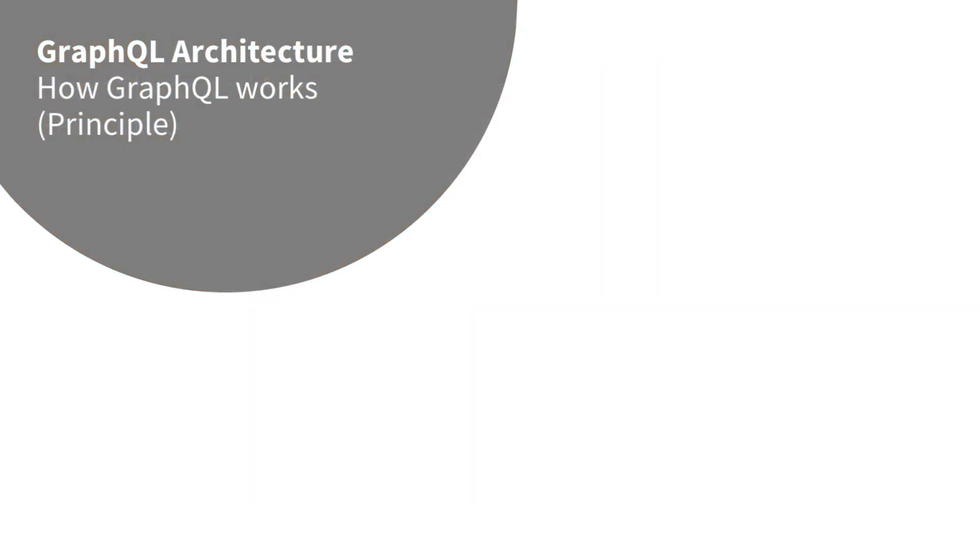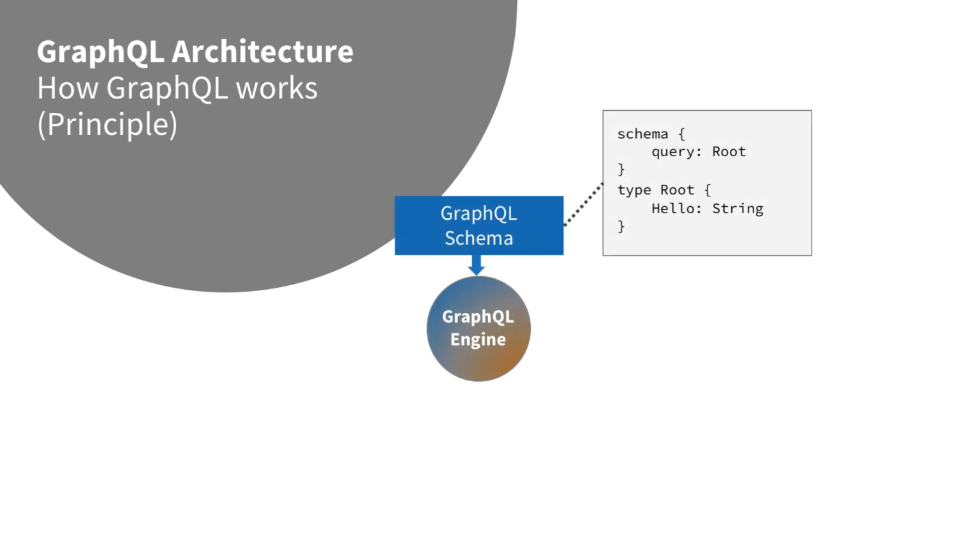So how does this actually work from a principle perspective in practice? How does GraphQL work? Well, you have in the middle a GraphQL engine at the core of the whole play, of the whole game. Then we have a GraphQL schema where in a contract-first approach we define what our data model looks like on the server.